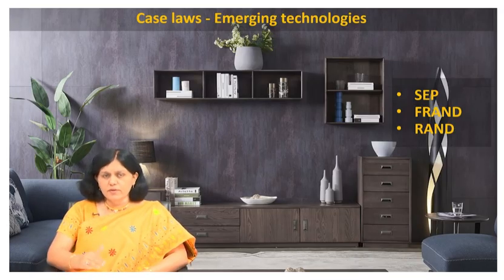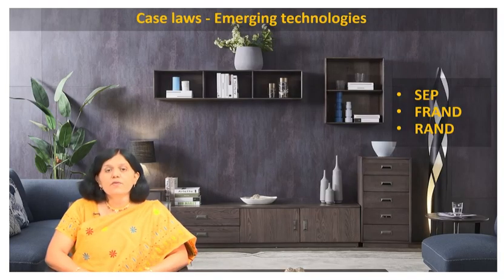Okay, this much is good enough now. Further, when we are talking about FRAND, what is the long form of FRAND? FRAND is fair, reasonable, and non-discriminatory. So the F stands for fair, R for reasonable, and ND for non-discriminatory. So what exactly? It should be fair.